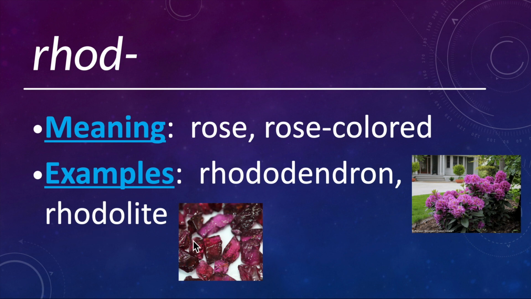And then rhodolite is a mineral. It's actually a form of garnet that is pink in color. So it's this pink colored mineral, which is actually cut for gemstones.